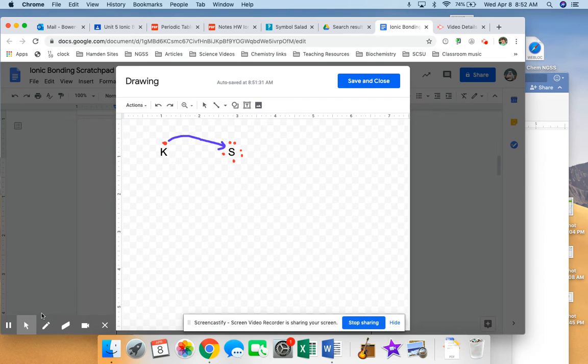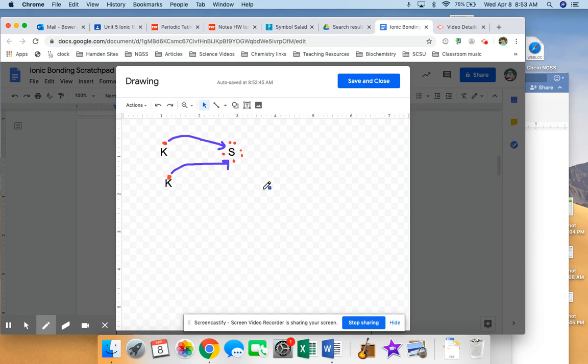So that means we need another one. We need 1 more potassium, another potassium. And that potassium brings with it another 1 electron. And so what happens with that other potassium, now that potassium can give its electron to sulfur.